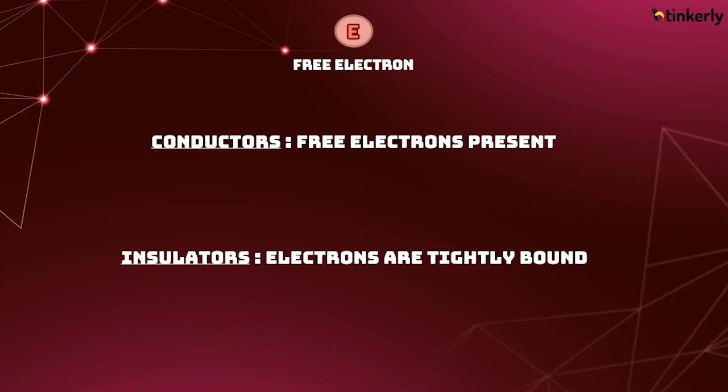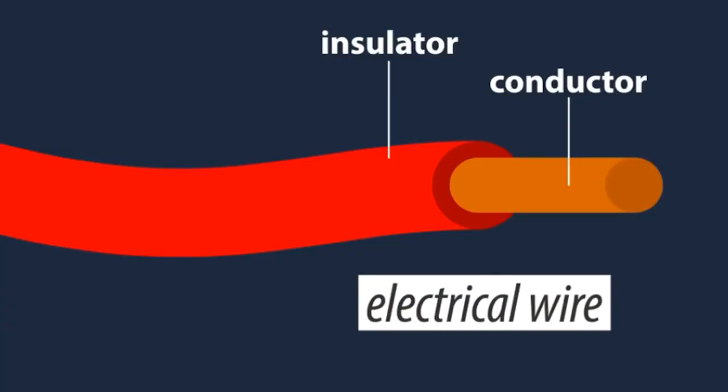So in conductors, current can flow easily because they have free electrons present inside them. But in insulators, electrons cannot flow because they are tightly bound, and that is why insulators cannot conduct electricity. A nearest example of insulators and conductors is the wire that we see in our daily life. The inside part of that wire is made up of metal, and that metal could be iron or copper. And we cover that metal with an insulator, which is generally made up of plastic, right? So this is the basic example of an insulator and a conductor.